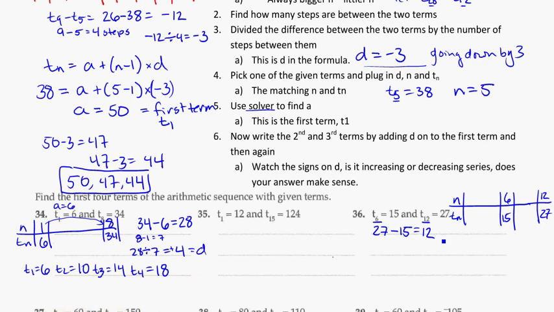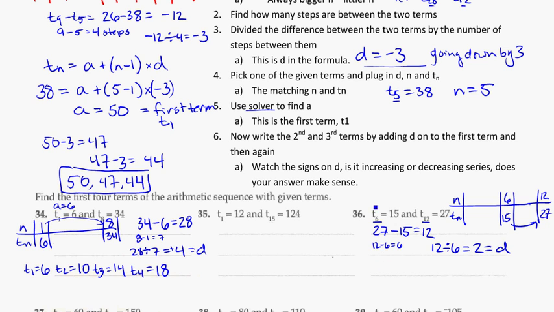12. And then I need to figure out, I've got a difference between these of 12. How many steps do I need to break it up into? And the difference between 12 and 6 is equal to 6. So I've got 6 steps between them. So I'm going to take the 12 and break it up into 6 steps. I get 2. That's my d. d is equal to 2.